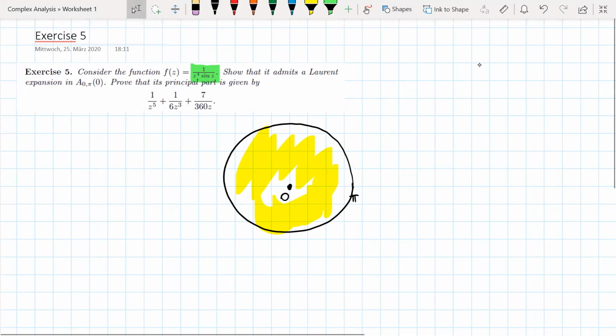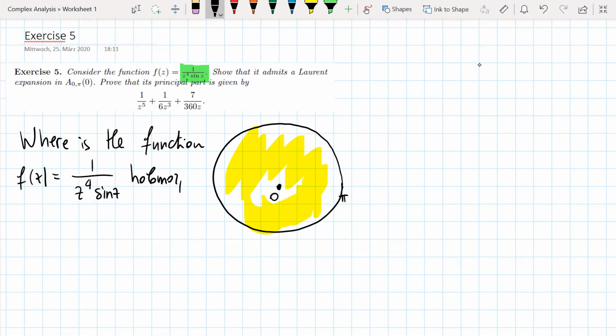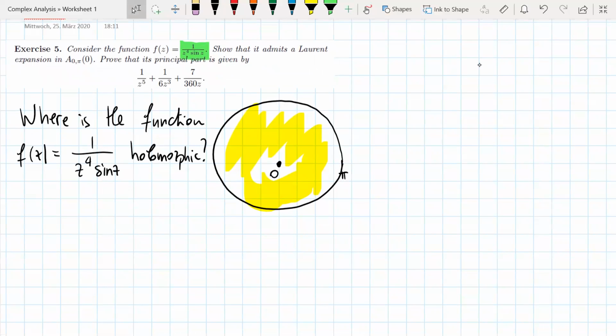So first of all, where is the function f of z equal to 1 over z to the 4 sine of z holomorphic? The only thing we have to check is that the denominator is not 0, because z to the 4 is holomorphic, sine of z is holomorphic, so the only problem is that the denominator could be 0.